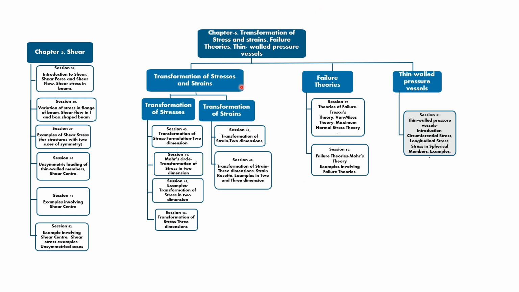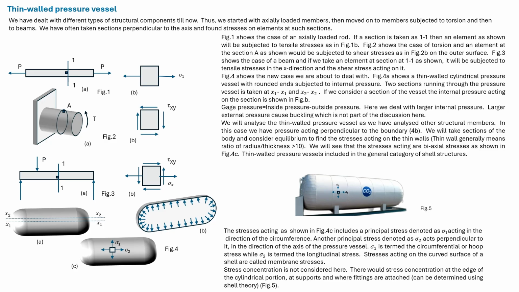So, in the first part of chapter 6, we discussed transformation of stresses and strains and failure theories. This is the 9th and the last session in chapter 6. Among our discussions involving mechanics of materials, we have dealt with different kinds of structures subjected to loads. This has involved part of our discussion.